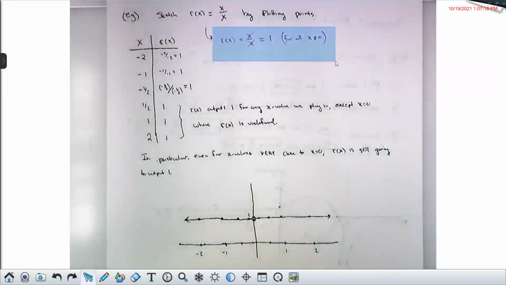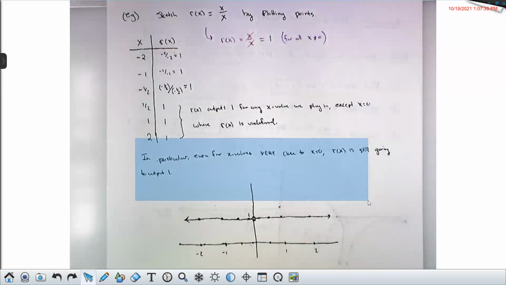And now from this, I can immediately see this graph. My function is equal to 1. It's a constant function everywhere except at 0. And at 0, it's undefined. And in particular, even for x values that are very close to 0, like right here, the function will still be outputting the number 1. Right here, the function will still be outputting the number 1.